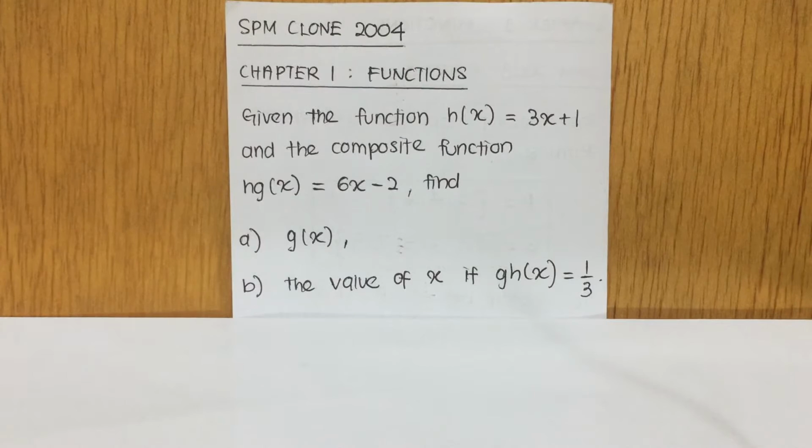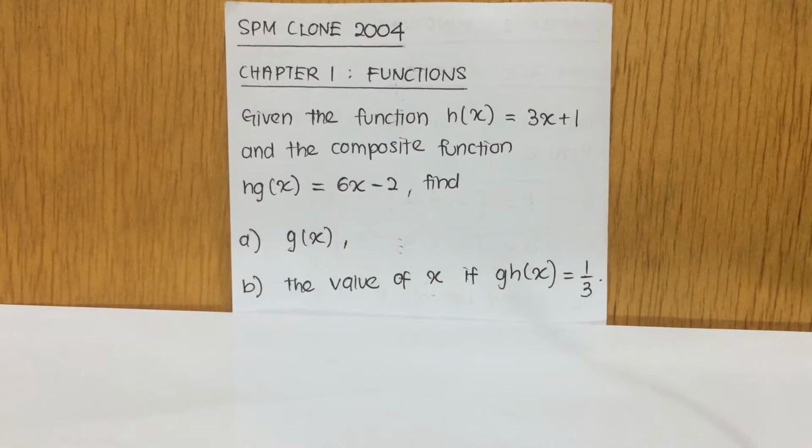So I hope that you will attempt this question in the future. If you could manage to solve this question, well done. But if you can't solve this question, no worries. I'm going to show you the step-by-step working and the solutions now. So without further delay, let us start to solve SPM Clone 2004, Form 4 Chapter 1 Functions, Short Questions now. Let us start our discussion for part A.